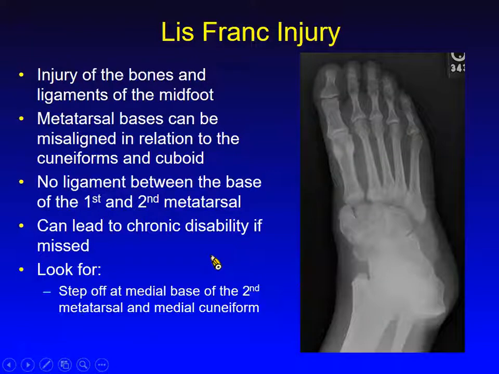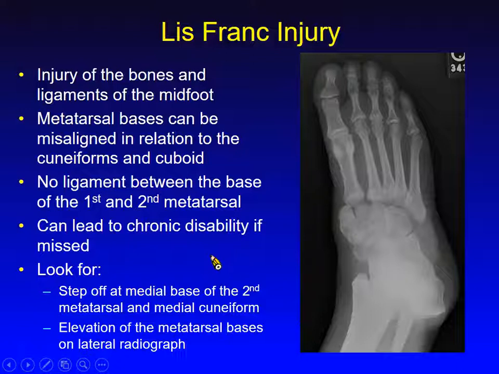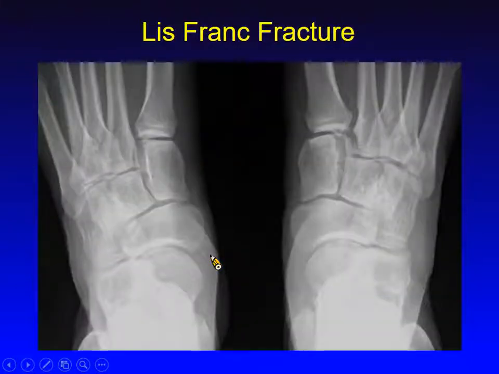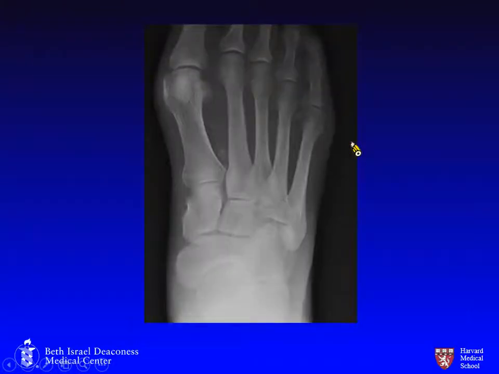So a couple of things to look for. Step off at the medial base of the second metatarsal with the medial cuneiform, and also elevation of the metatarsal bases. The second one, I think a lot of people don't actually look for, but I think that can be very, very helpful. So the first thing we're talking about is you want the medial aspect of the second metatarsal to be aligned with the medial aspect of the medial cuneiform. You should be able to draw that line. In this case, we can see that there's a step off there, and that's because there's a separation. The Lisfranc ligament here is torn. Kind of subtle, but this is enough for us to call it.